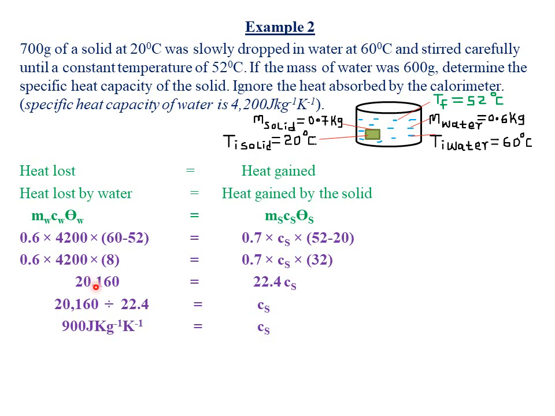So 20,160 is equal to 22.4 multiplied by specific heat capacity for the solid. If I want to make specific heat capacity for the solid the subject of the formula, I'll simply divide both sides by 22.4. So specific heat capacity for the solid is equal to 20,160 divided by 22.4, which will give us 900 joules per kilogram per Kelvin. Therefore, the specific heat capacity of the solid was 900 joules per kilogram per Kelvin.